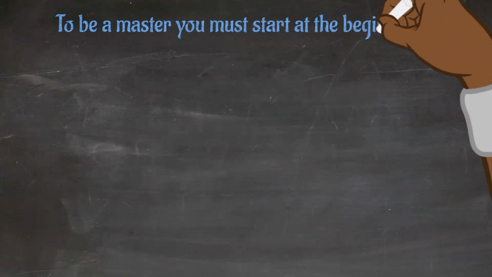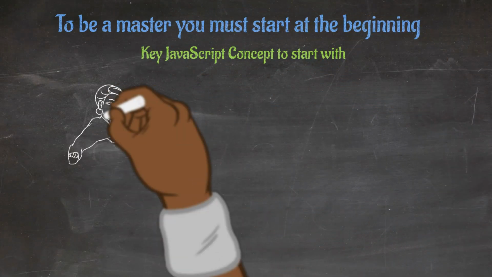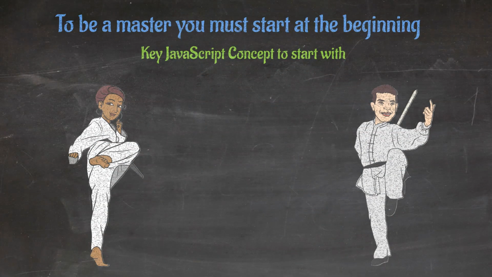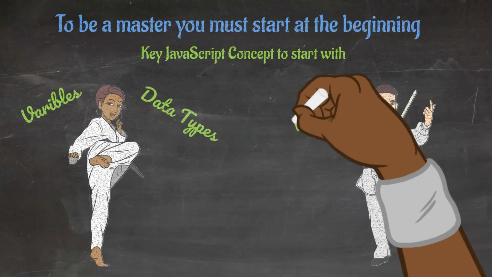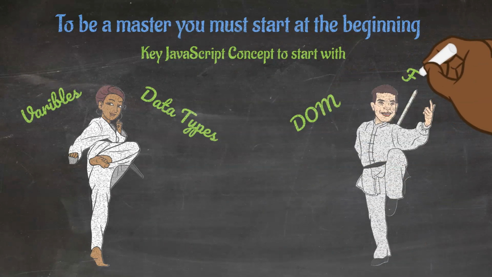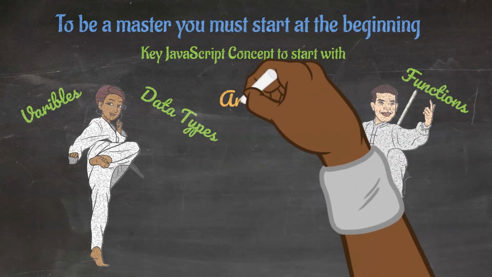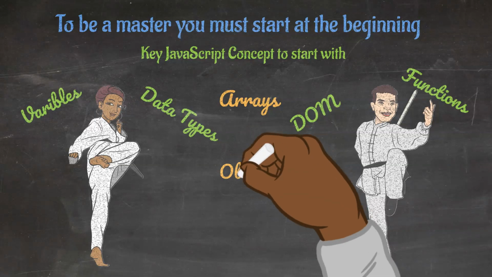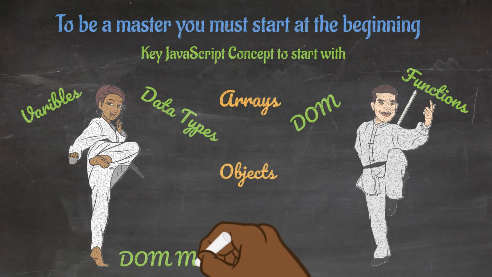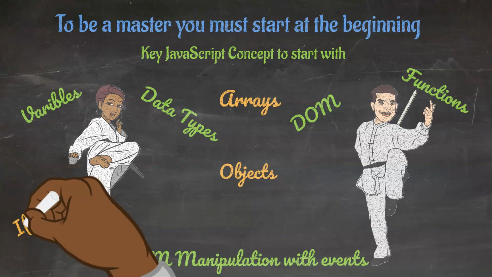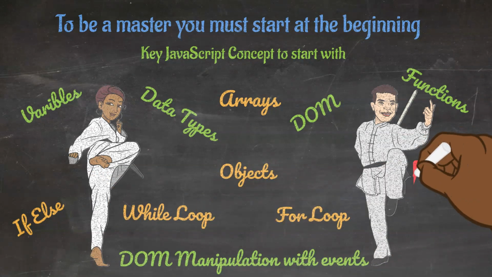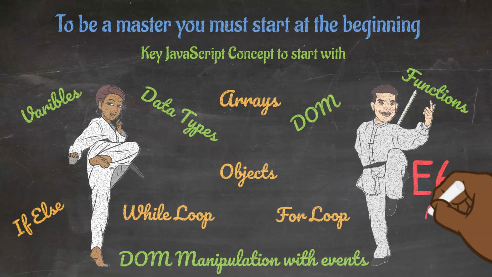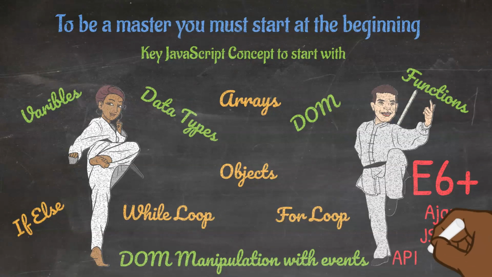As a beginner, I would recommend covering these concepts: variables, data types, DOM and DOM manipulation with events and listeners, functions, arrays, objects, and lastly conditional logic and control flow, which includes stuff such as loops, if-else statements, switch statements, and ternary operators. Once you're well versed in these, learn about the key concepts of ES6 plus JavaScript, Ajax, JSON, and APIs, and how to fetch data with JavaScript.